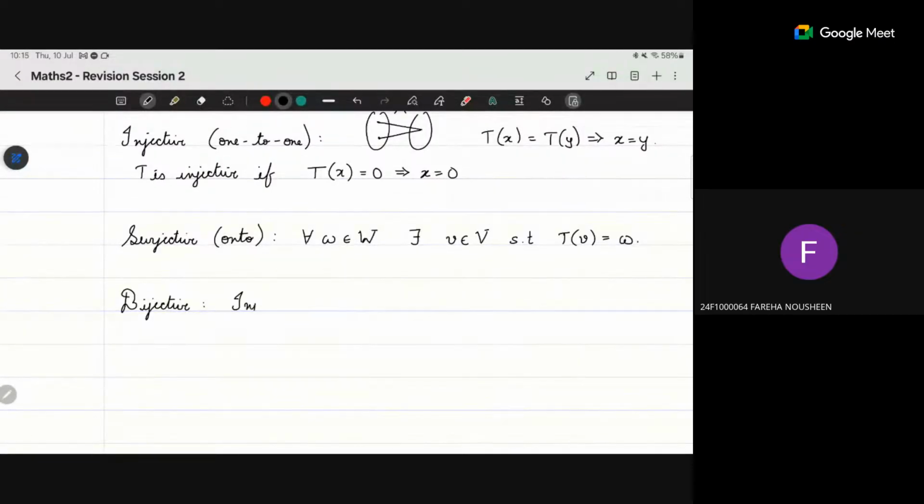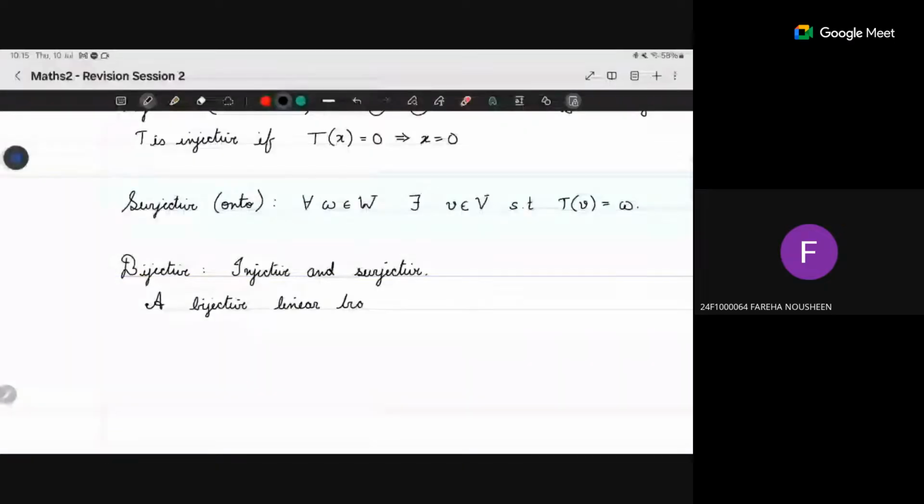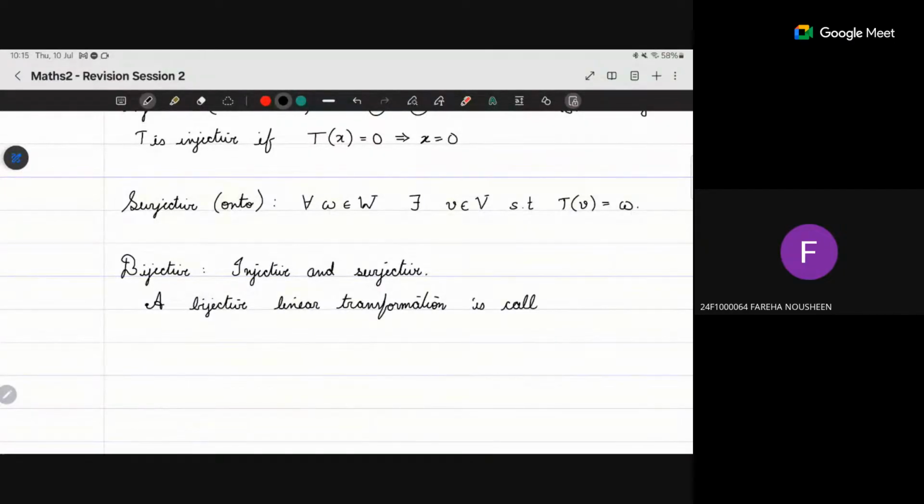Injective and surjective, that is bijective. A bijective linear transformation is called a linear isomorphism.